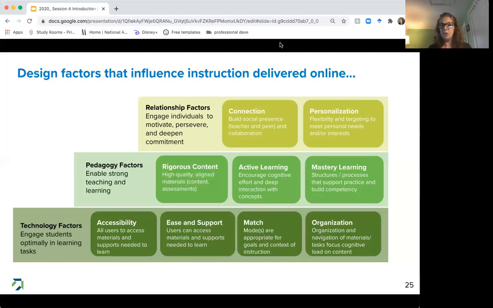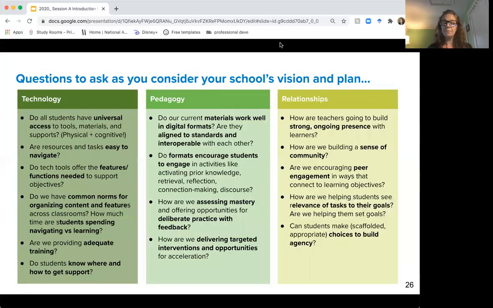Next up is personalization. So what this means is providing resources and learning opportunities that are individually relevant and meaningful to the learner. It's about having flexibility for learners to make choices, to self-pace, to get the resources that they need to set goals, but also targeting resources to meet their personal needs and interests. So offering differentiation and personal opportunities to make connections to the work. Both of these put together allow individuals to motivate and persevere and deepen their commitment to the tasks of learning that we're creating. So questions to ask.